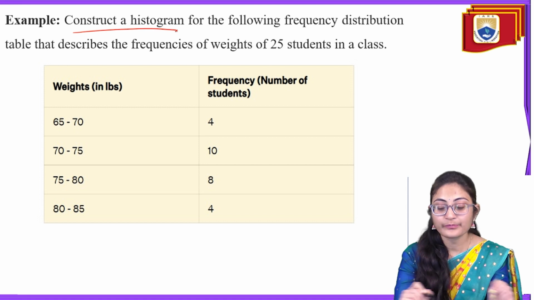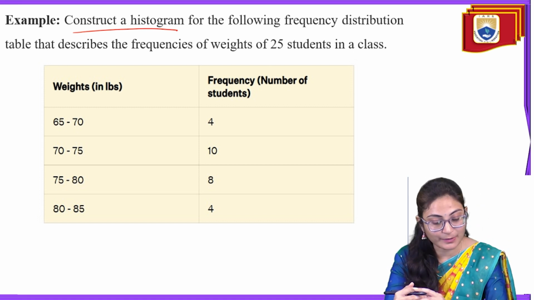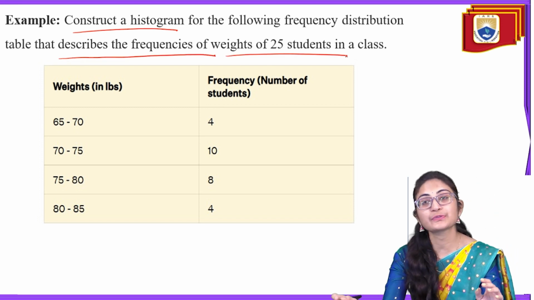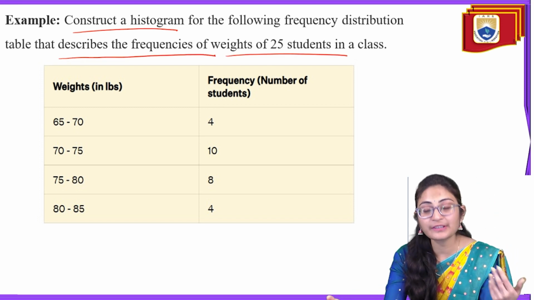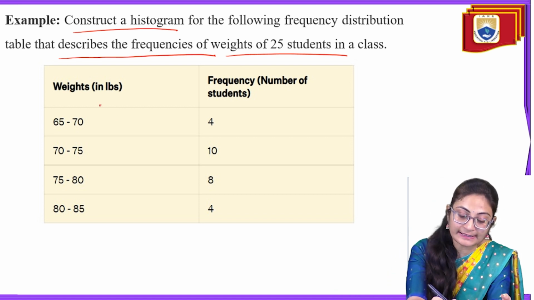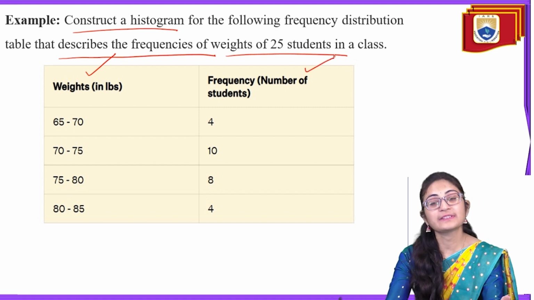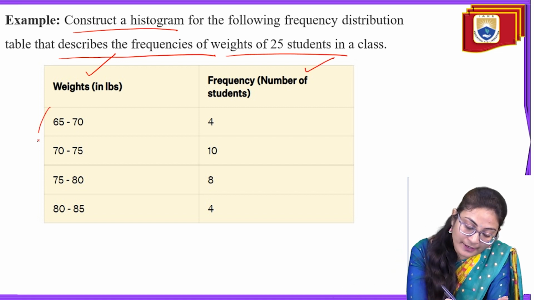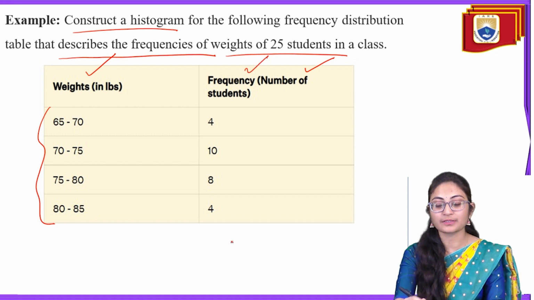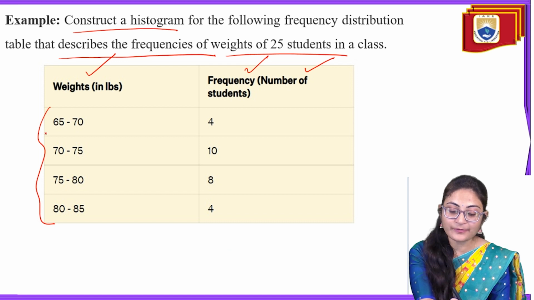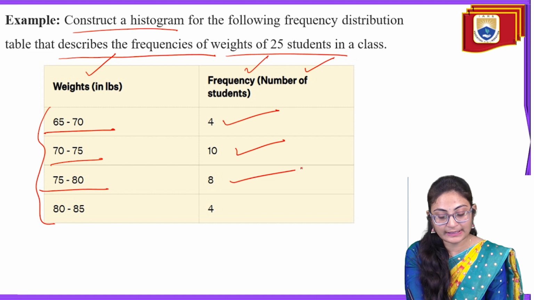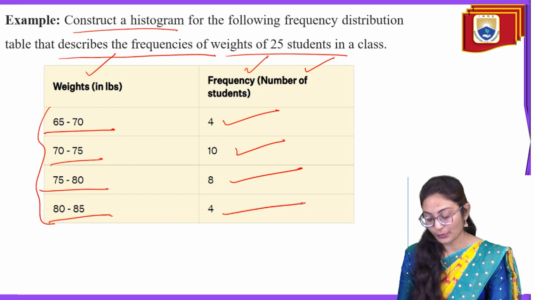construct a histogram for the following frequency distribution table that describes the frequencies of the weight of 25 students in the class. Now we have given the distribution table, and the distribution table contains the weights and another column, the frequency. Weights are shown in ranges and frequencies are the number of students. 65 to 70 we have 4, 70 to 75 10, 75 to 80 8 and 80 to 85 4.